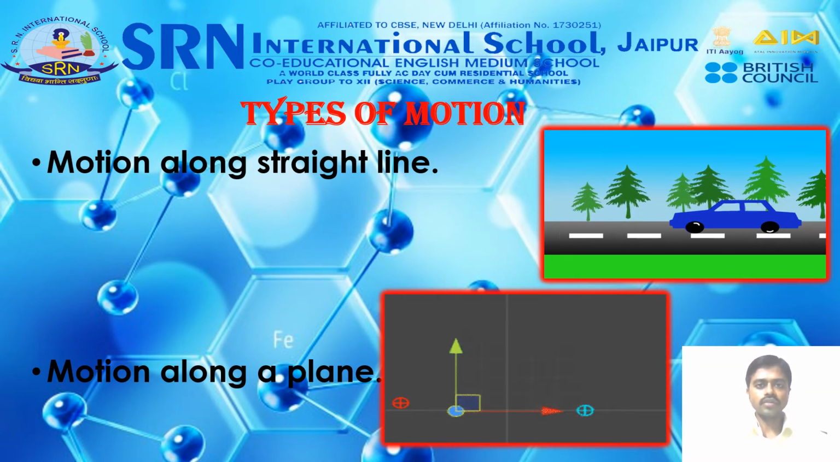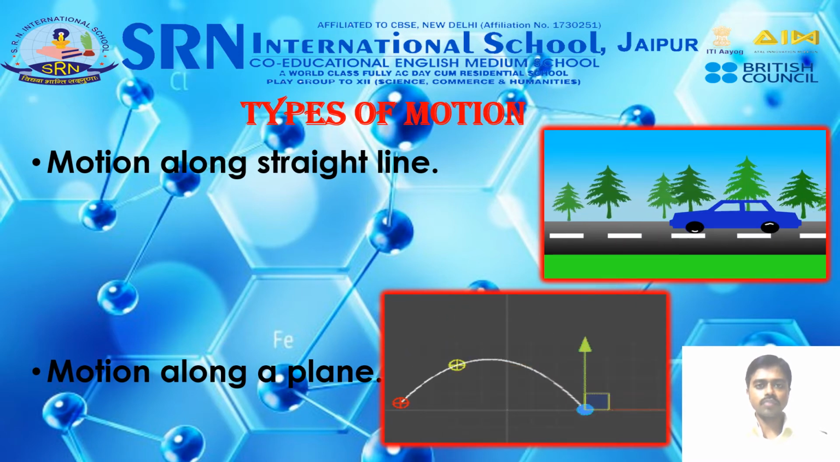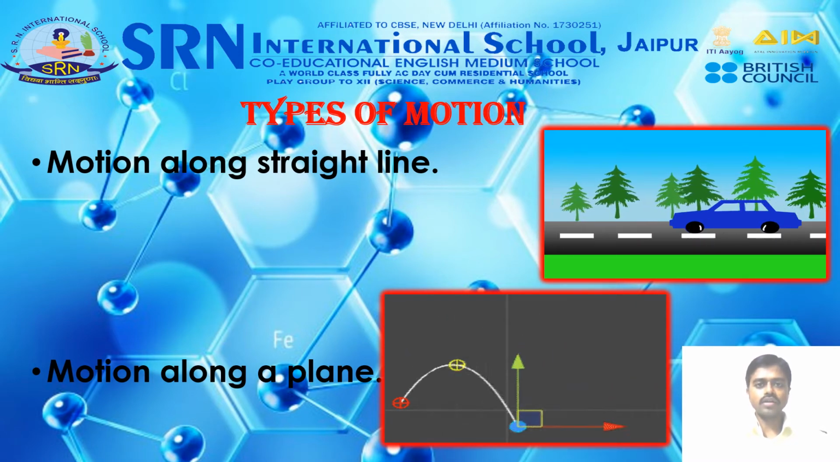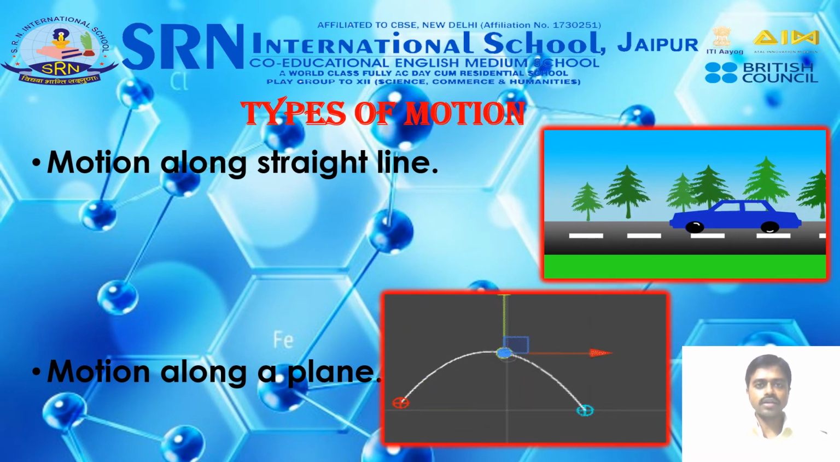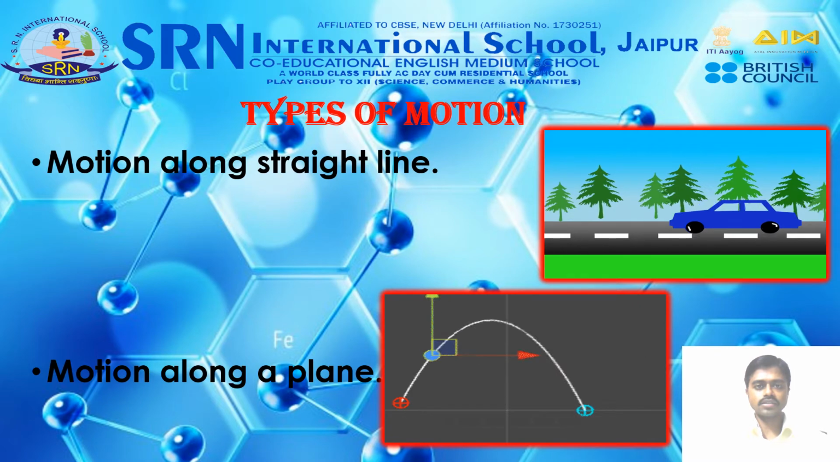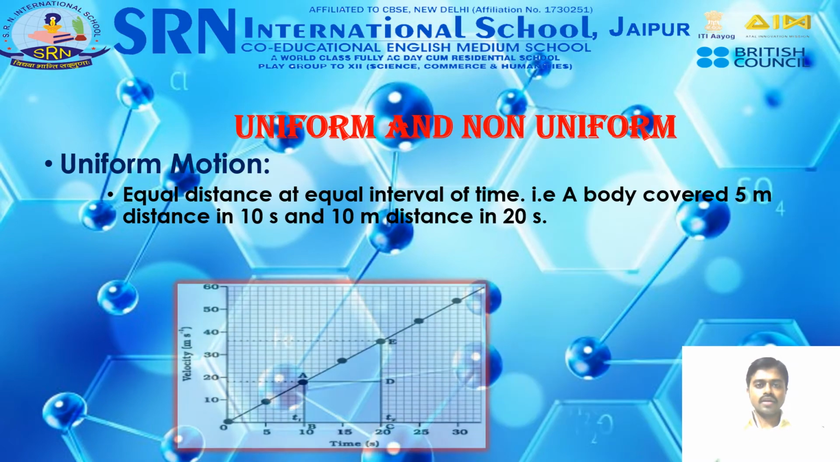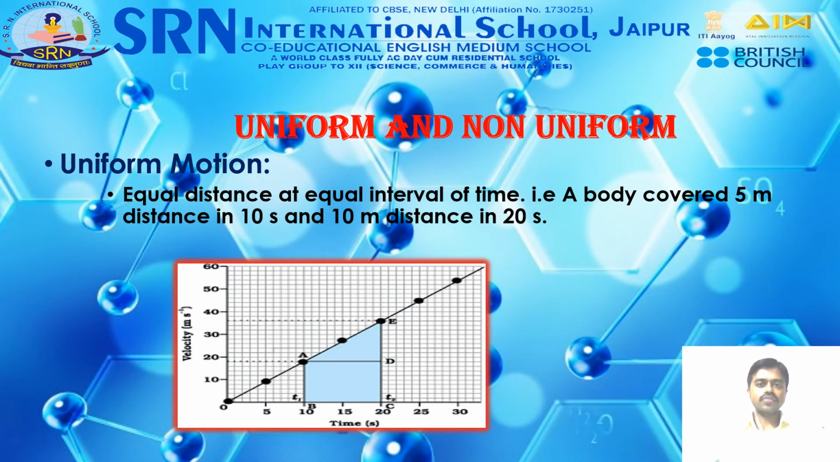Another figure represents the motion in a plane. Here we can find that the body is moving in a plane such that it covers a distance in the x-axis as well as the y-axis. Here comes another classification of motion, that is uniform motion and non-uniform motion.